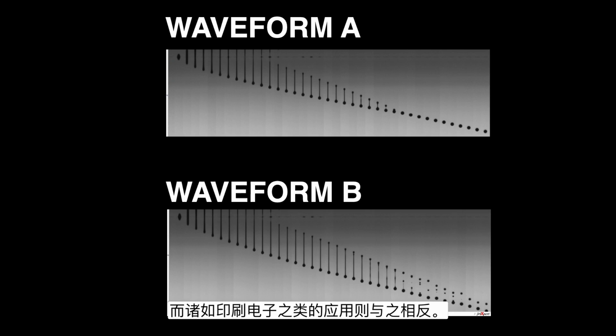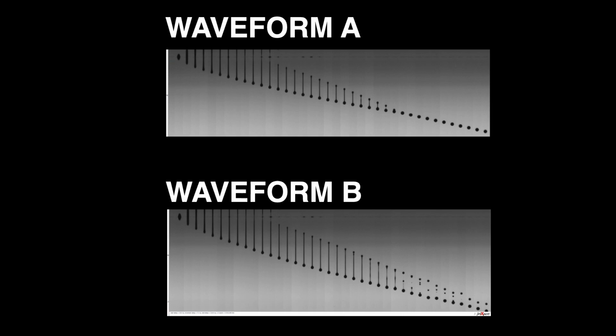Something like printed electronics would be the inverse. The print heads can normally be very, very close, so the velocity is not as important as making sure there are no extra drops of conductive material traveling anywhere else that they're not supposed to be.